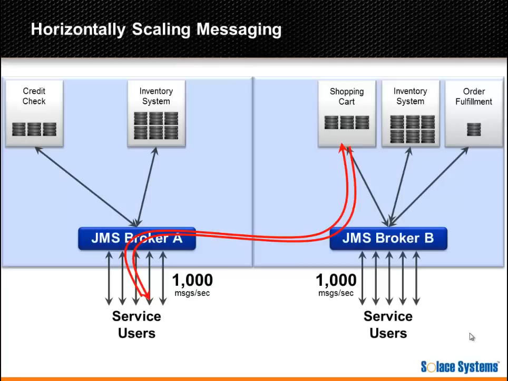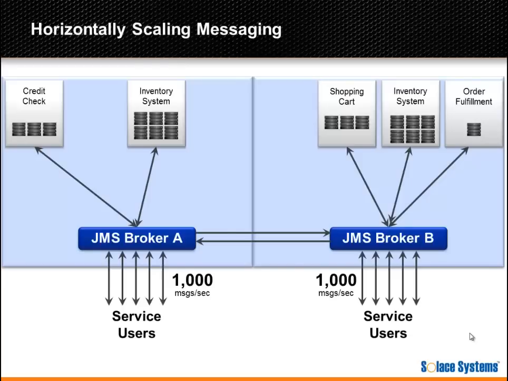In this case, the message entering broker A must be sent to broker B for service by the shopping cart application, and the reply returned from broker B to broker A, where the requester is connected. Likewise, if the inventory system needs to interact with the order fulfillment system, then messages need to flow from broker A to broker B and then back. What this means is that there is a need for messages to flow between the JMS brokers to allow users and applications on one broker to interact with the users and applications on the other broker in an any-to-any manner.